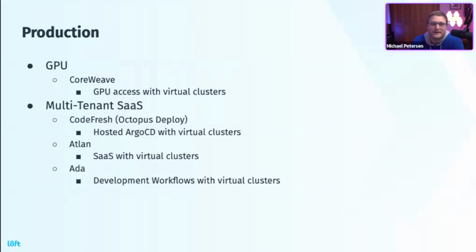Like CoreWeave's doing GPU access with virtual clusters. I know they have KubeVirt that they're using for virtual machines, but I think for handing off Kubernetes clusters, they're using vCluster instead. And then we've got CodeFresh, which has done multiple presentations at KubeCon about how they're doing hosted Argo CD with virtual clusters. And then we've got Atlan, which just provides a SaaS server to virtual clusters, and then Ada, which does development workflows with virtual clusters.